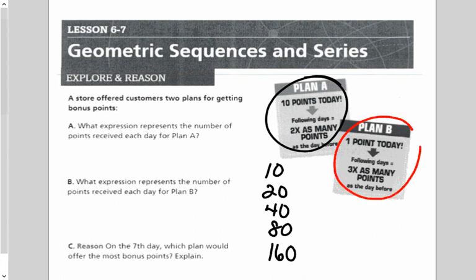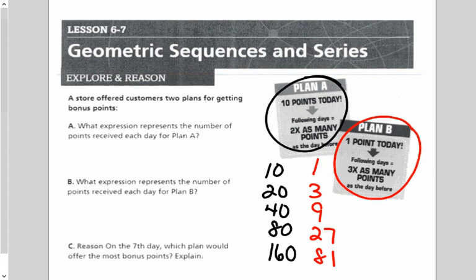The other plan, Plan B, has you only starting out with 1 point, but it's tripling as you go. So the next day you would have 3, 3 times 3 is 9, 27, 81, and so on. So they want us to do a couple things here.